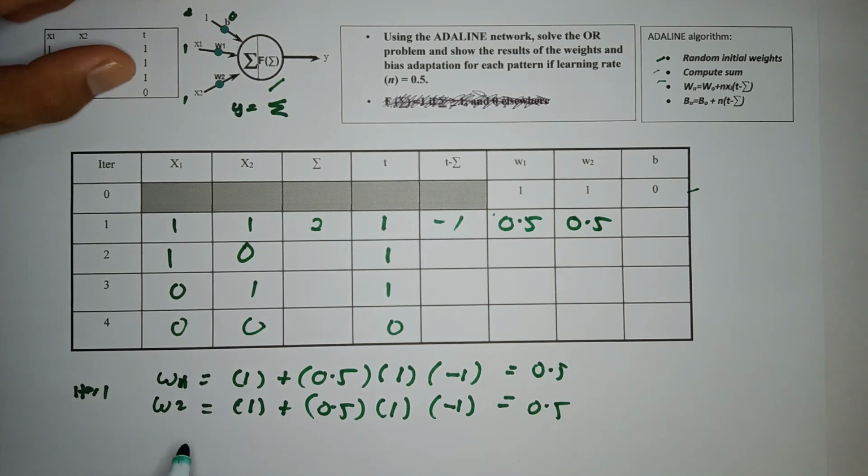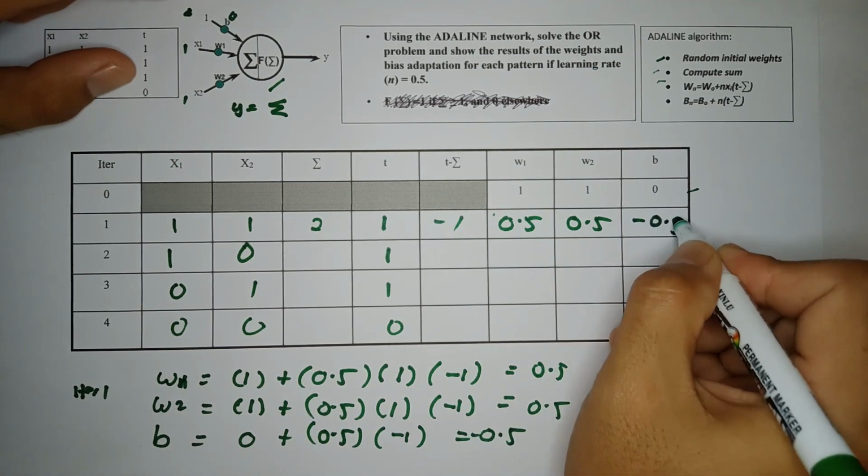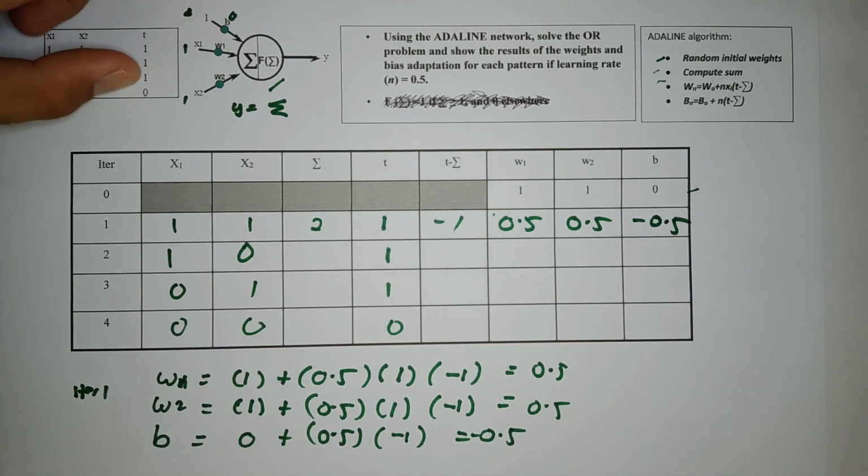So we go to the third step, which is the bias adaptation. B old is equal to 0 plus 0.5, and then straight away t minus summation. T minus summation equal to -1. So in this case, it will be equal to -0.5. So we have here -0.5. So we are settled in terms of the first iteration.